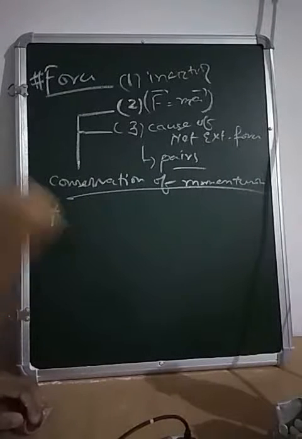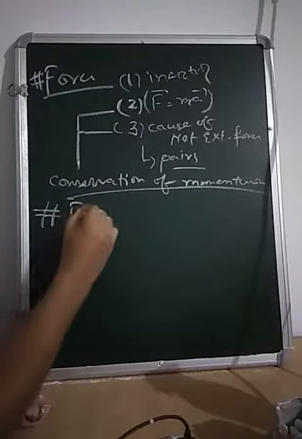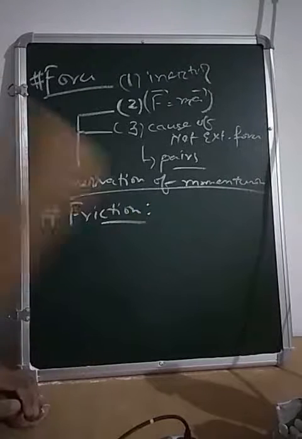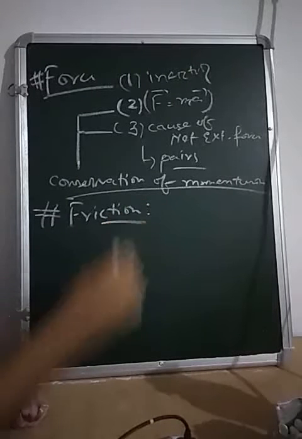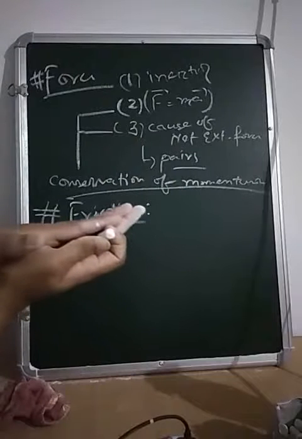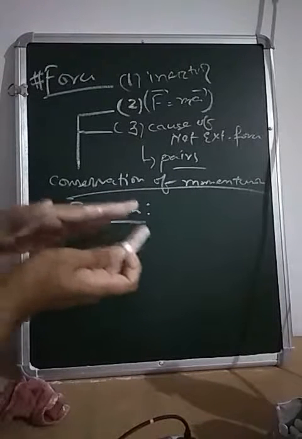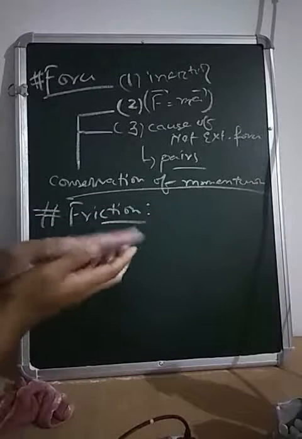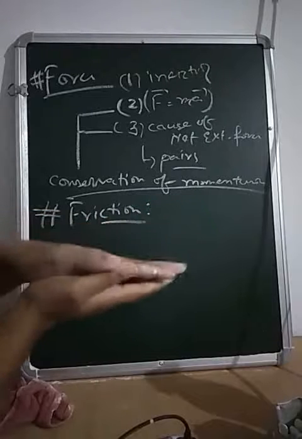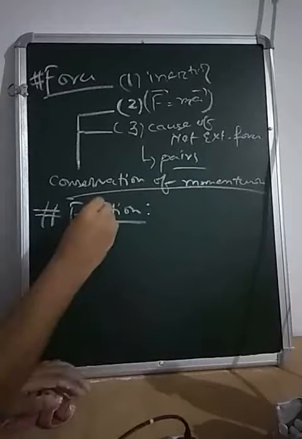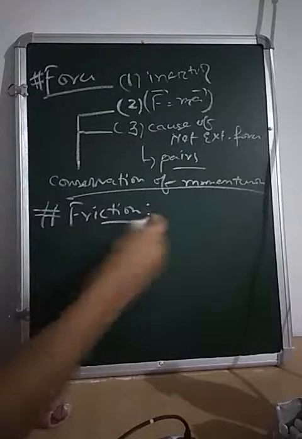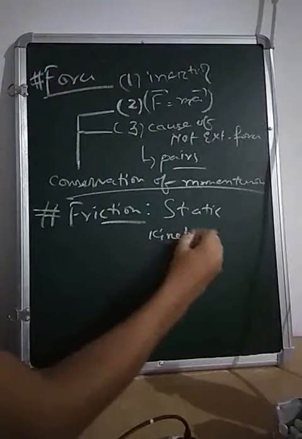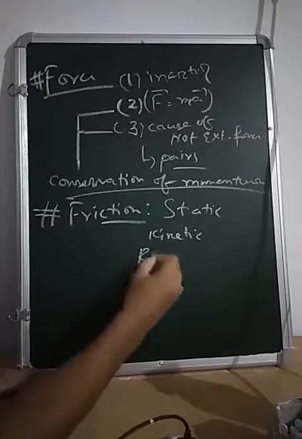In the second unit we discuss friction. Here we get the cause of friction: it is because of the atomic and molecular attraction between the two surfaces. So three types of friction we get: static, kinetic, and rolling.